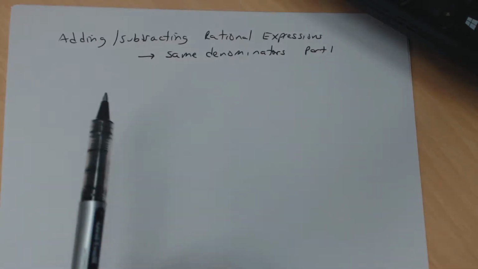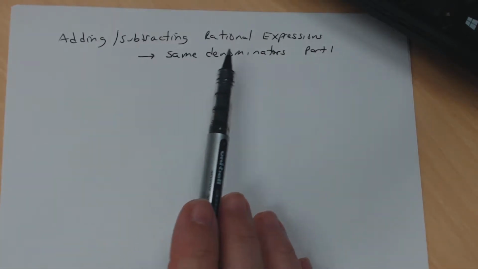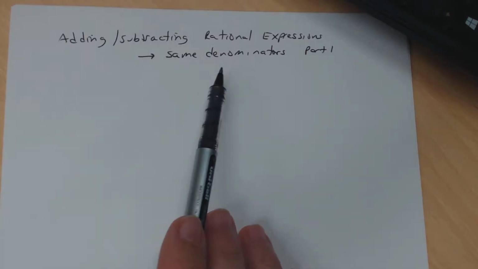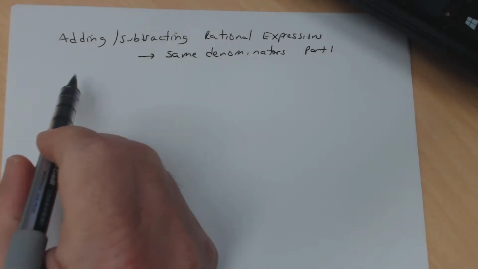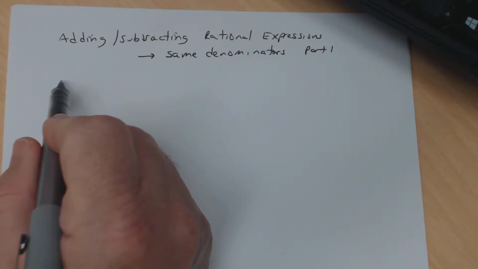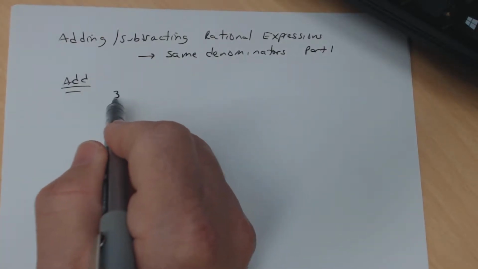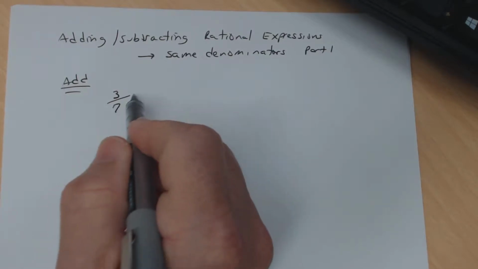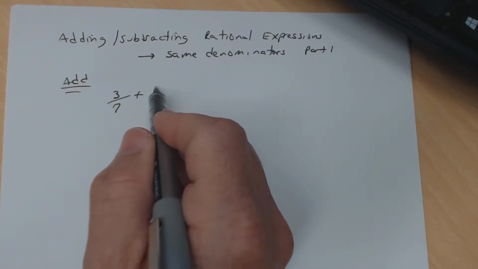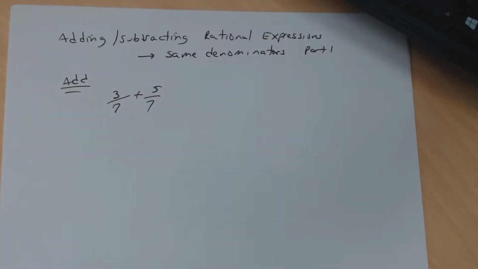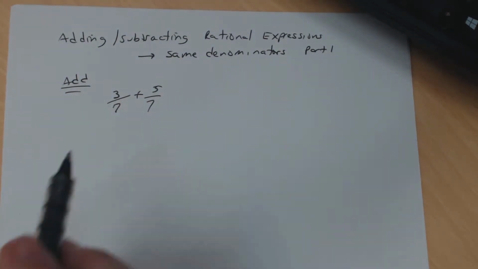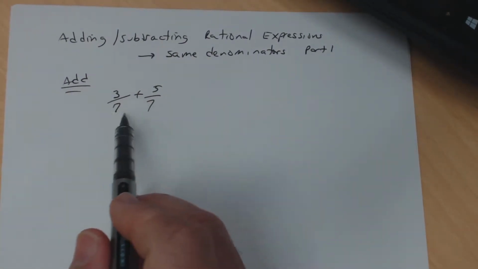Okay, in this lesson, we're going to talk about adding and subtracting rational expressions that have the same denominator. Just recall, though, from two semesters ago when you were asked to add something like, let's say, 3/7 plus 5/7. Notice that the denominators are the same.